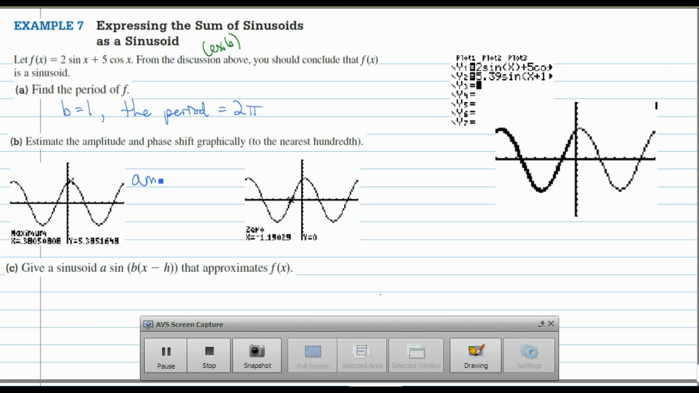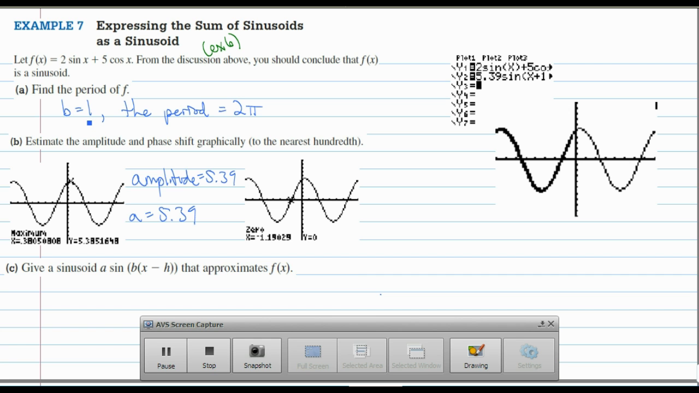So since the amplitude is 5.39, that means the a value is going to be 5.39. The amplitude of a normal sine curve is 1, but now we've stretched it by 5.39, a vertical stretch by 5.39.